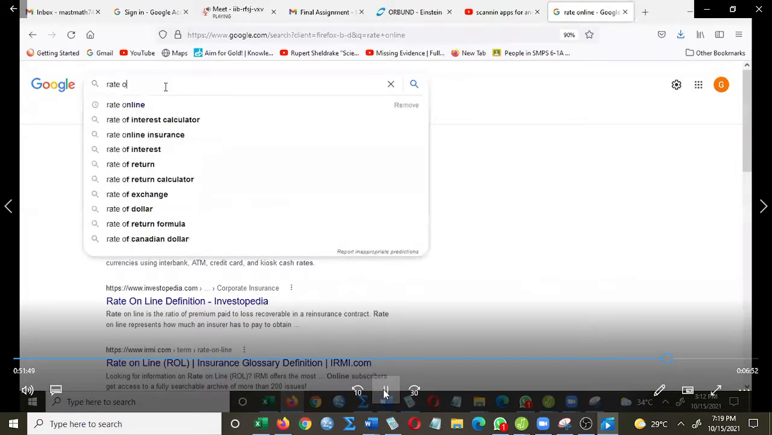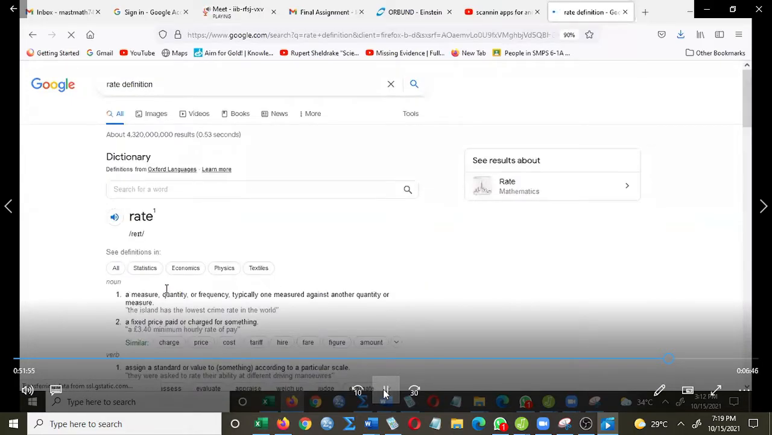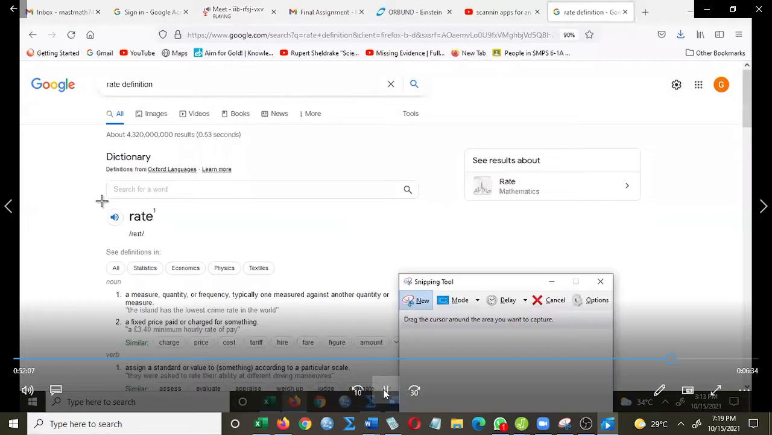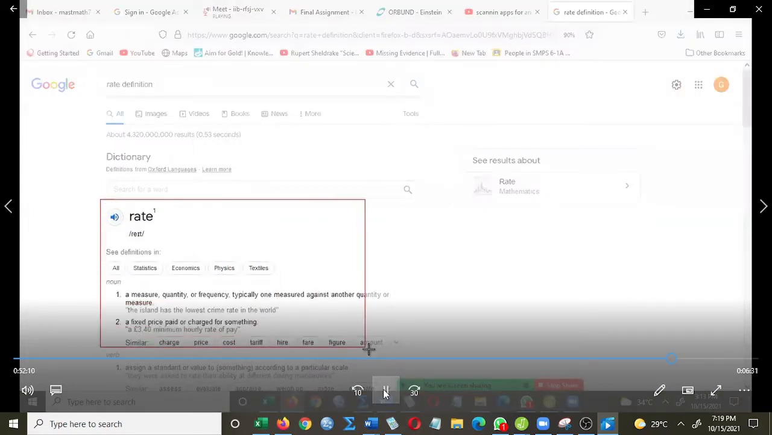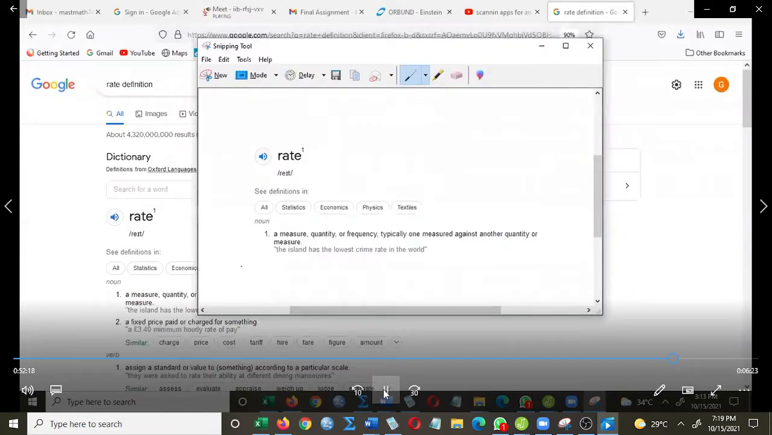Definition. What is the definition of a rate? A measure, a quantity, typically one measured against another quantity. Highlight this. This has been recorded, so let me just put that there. So when you think of rate, something is happening. Whenever you hear the word rate, it's a measure, it's a number, yes, it's a quantity or frequency, all right? Typically, one quantity is measured against another.